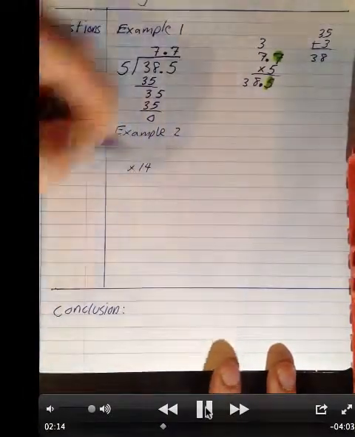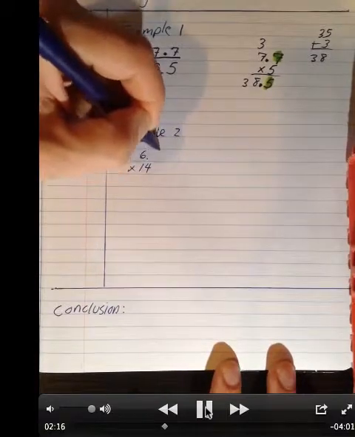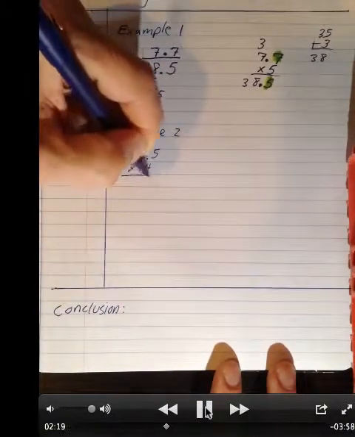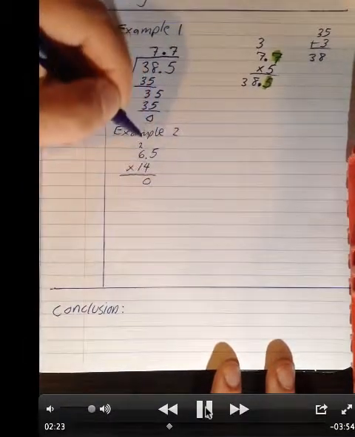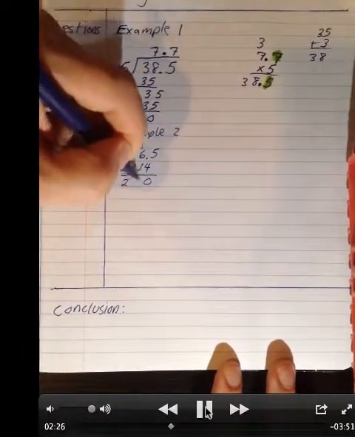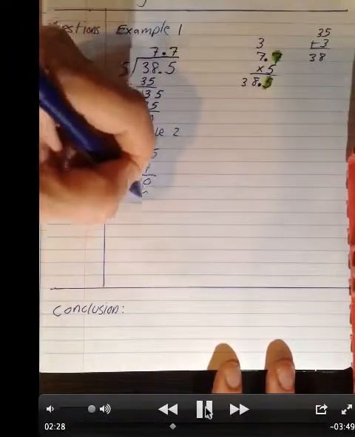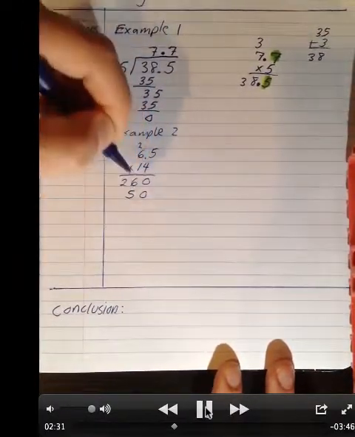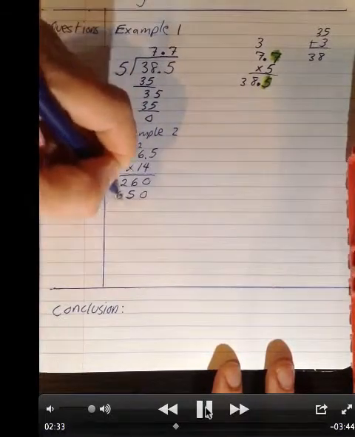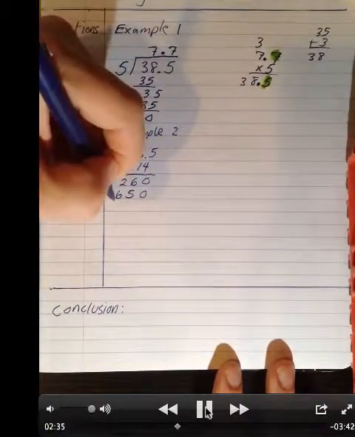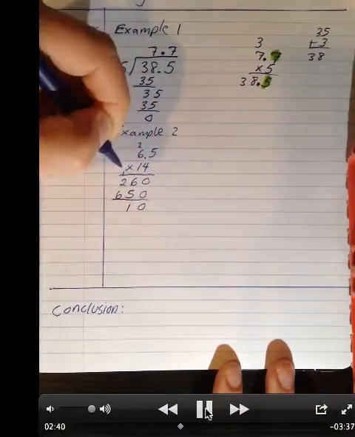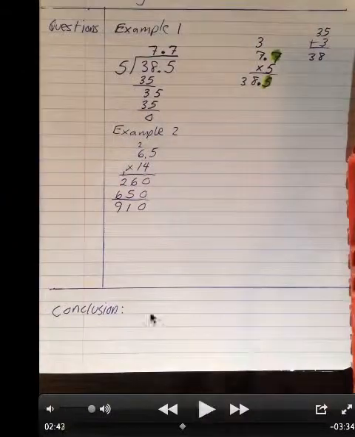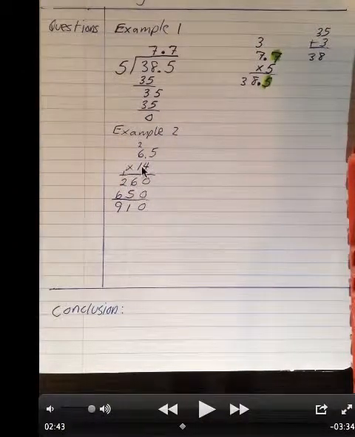For example 2, we're going to multiply 14 times 6 and 5/10. So we're going to ignore the decimal and do 4 times 5 is 20. We carry the tens. 4 times 6 is 24. Adding that tens is 26. Then we put a placeholder of a 0 and then did 1 times 5 to get that 5. 1 times 6 to get that 6.